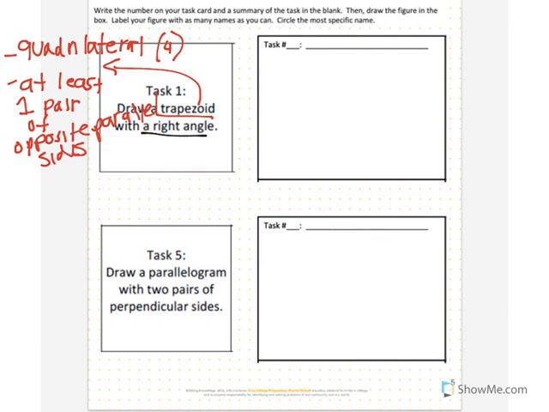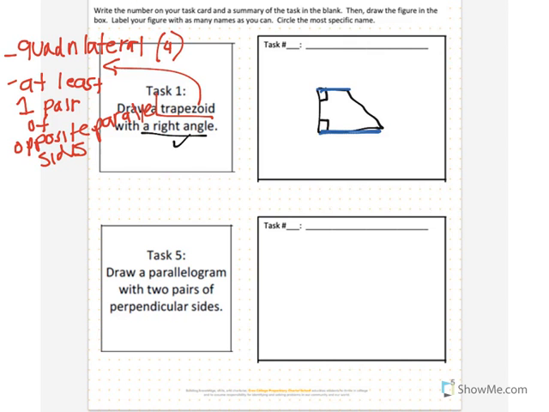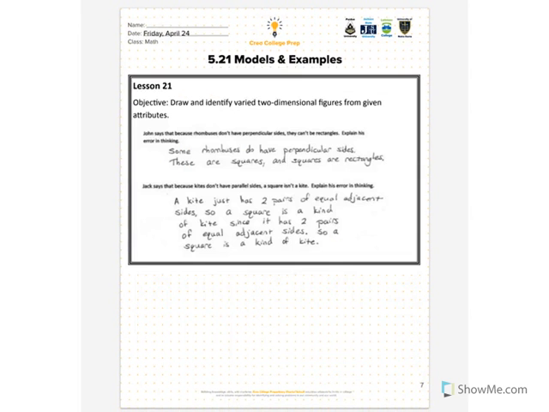So I'm thinking, okay, maybe I can draw it like this. Right? So here's my right angle. So it has that part. And then let's make sure, is this a trapezoid? Is it a quadrilateral? 4 straight sides? Yes. Does it have one pair of opposite parallel sides? 1, 2. Those will never intersect. That is what you are doing. So work on task 5, and work on 11 and 18 on these next ones, doing exactly what we said. And that is it.